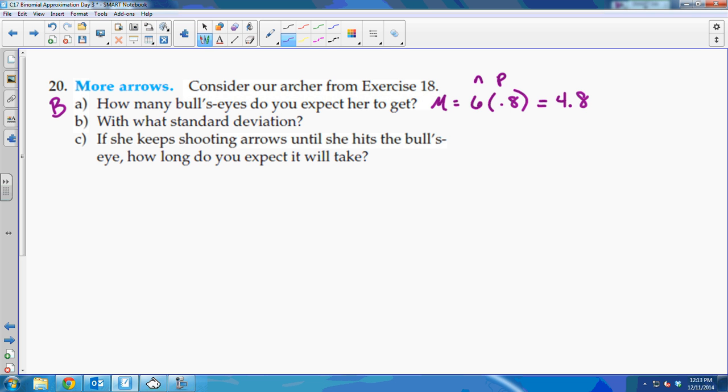In B, it says with what standard deviation? The standard deviation is the square root of n times p times q. Q being whatever the complement of 0.8 is. So 6 times 0.8 times 0.2, and that ends up being 0.98.